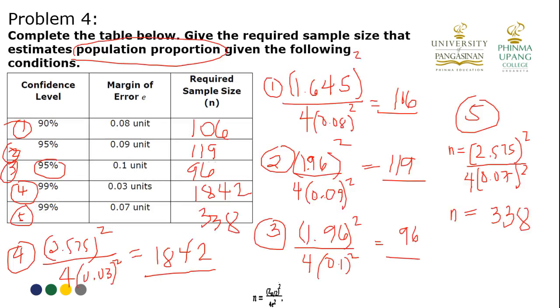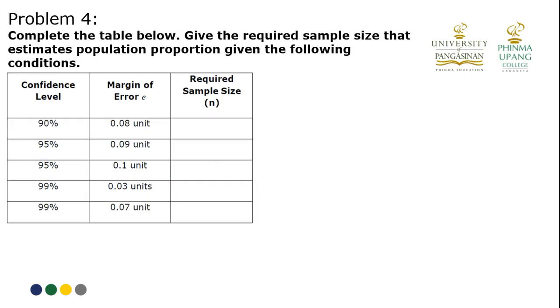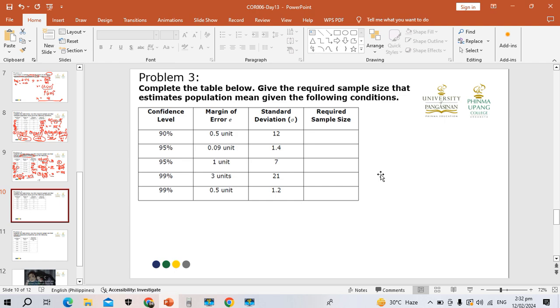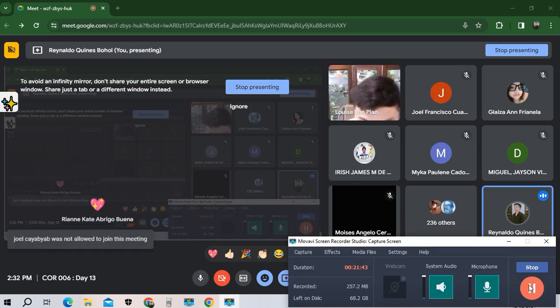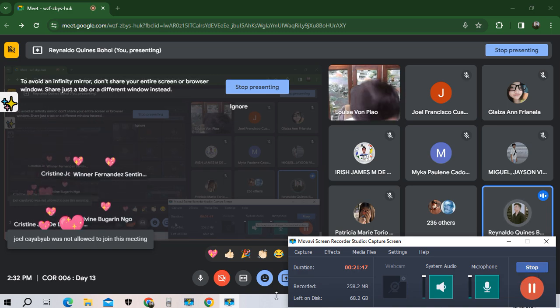Sir, may tanong po. Ano yan? Sir, anong pong sasagutin? Wala na po. Huwag na kayo magsagot. Mag-prepare na lang kayo doon sa quiz B natin sa Wednesday. So that's all na lang. Sabi ko sa inyo, madali lang eh.